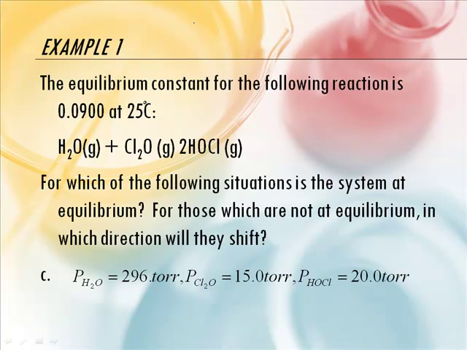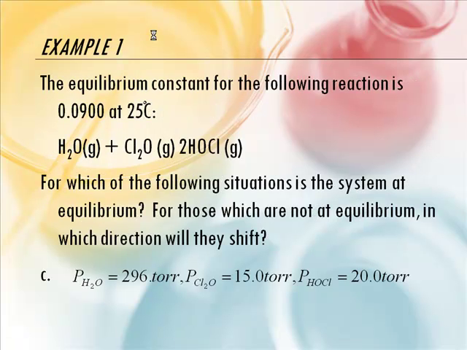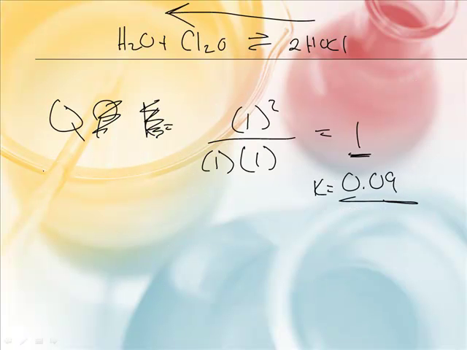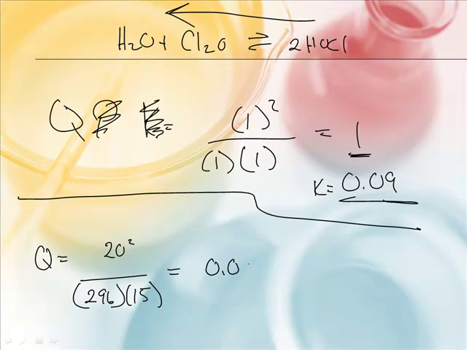And then question C, we have the same thing here, except we have different values. We'll just do it here. So we're going to say Q would be equal to 20 squared over 296 times 15, and I think I actually know what that is in my head. I think it's 0.0900.